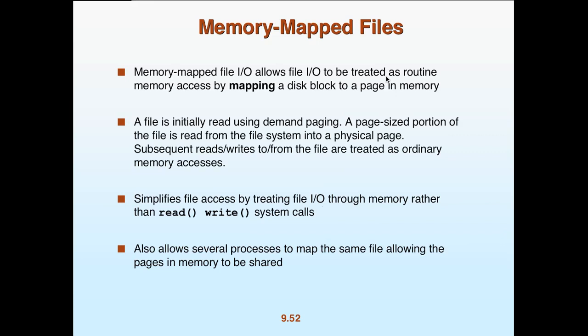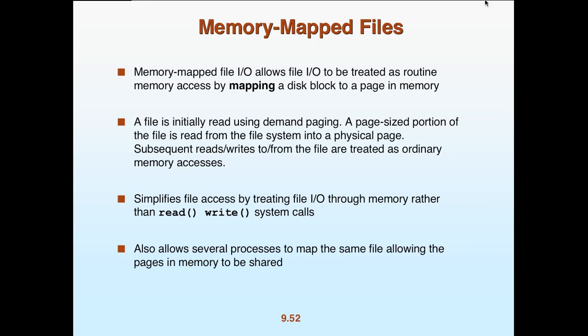The file is initially read using demand paging. Demand paged memory mapped files are not normally written out or swapped. They're a special case in which we load something into memory, we have a pointer to it in memory, and we're going to use it. And then we're going to close it, hopefully, and take it out.